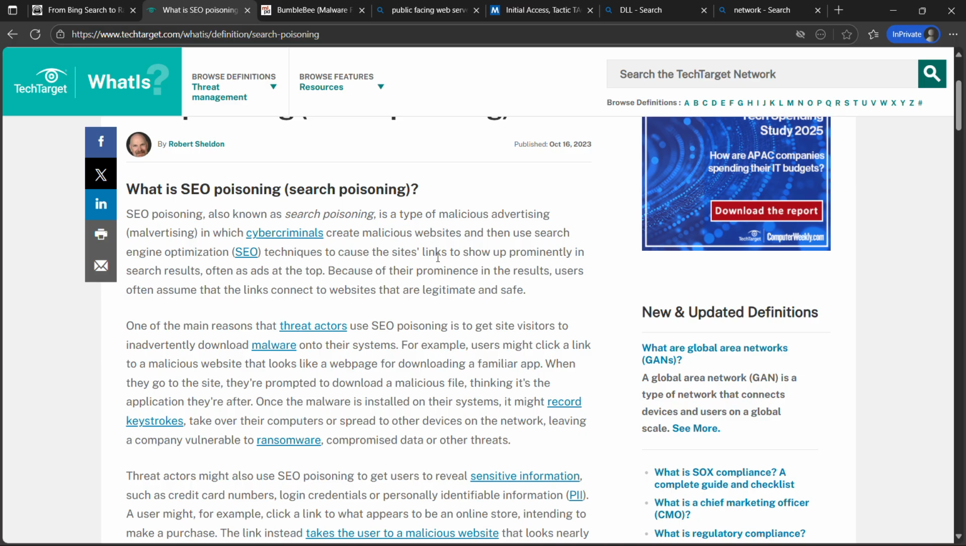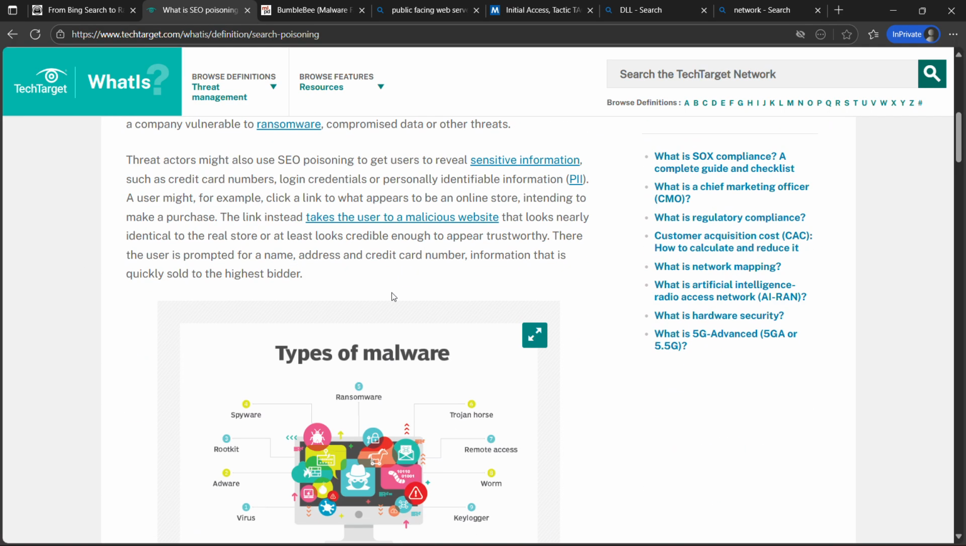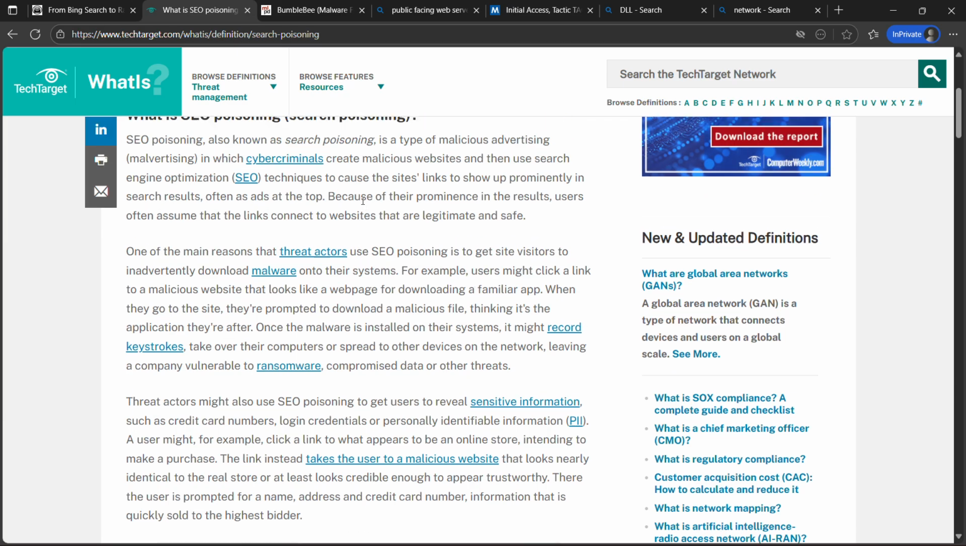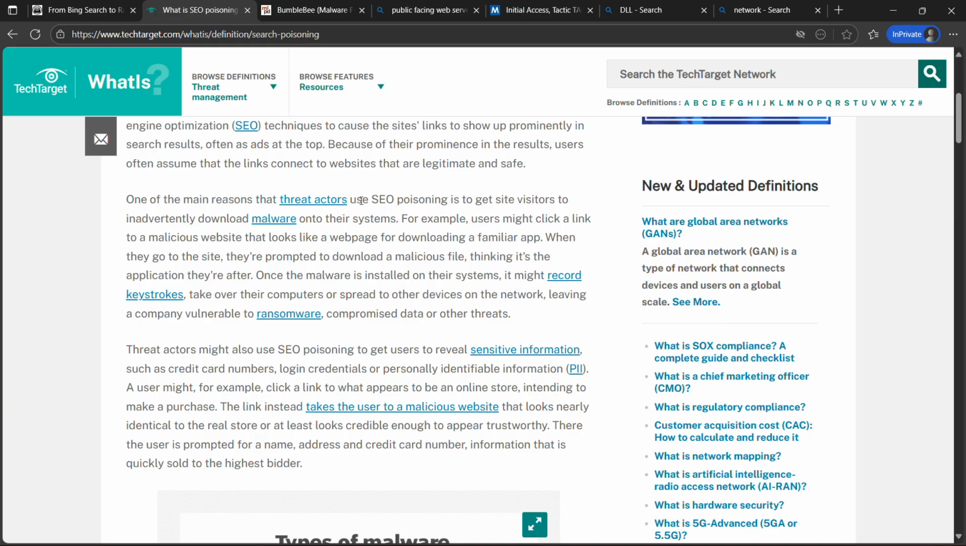Techniques to cause the site's links to show up prominently in search results, often as ads at the top. Because of the prominence in the results, users often assume the links connect to legitimate websites. One of the main reasons that threat actors use SEO poisoning is to get site visitors to inadvertently download malware. Okay, so they even let you download.